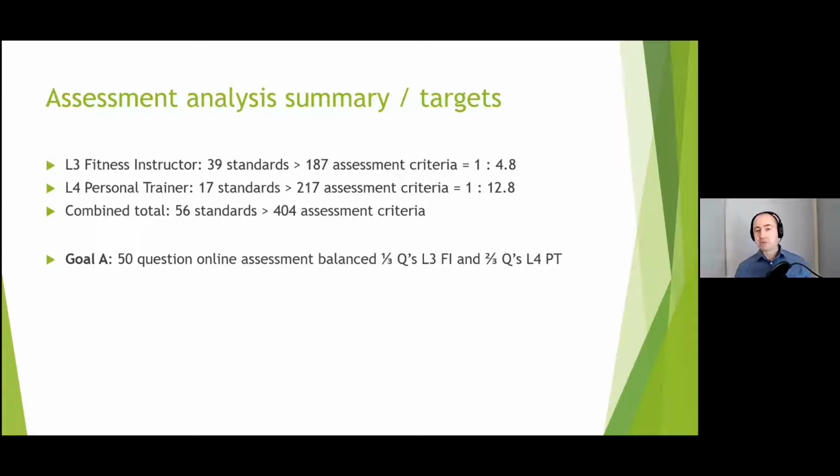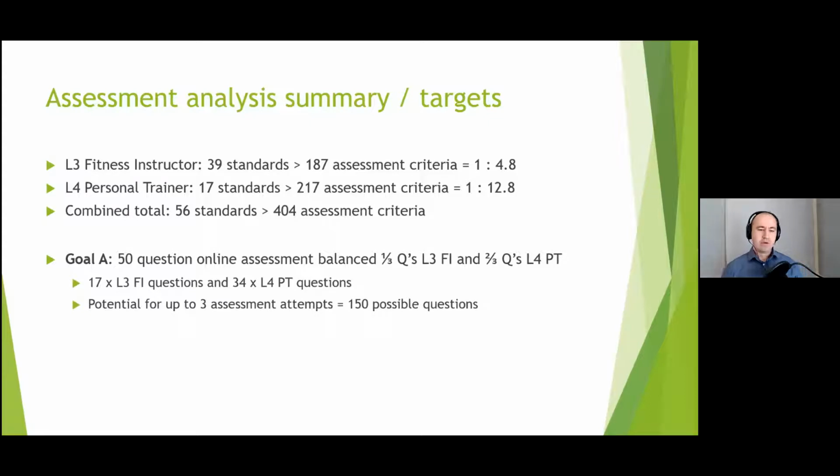In discussion with Julian, we decided that a one-third to two-thirds balance in the questions would probably be about the right mix, so that we're assessing enough of the Level 3 standards to make it valuable, but clearly a majority of the standards we're assessing relate to Level 4 PT. That was goal A, a 50-question online assessment with that mix of standards. That results in 17 Level 3 fitness instructor questions and 34 Level 4 PT questions when we work on that one-third to two-thirds balance.